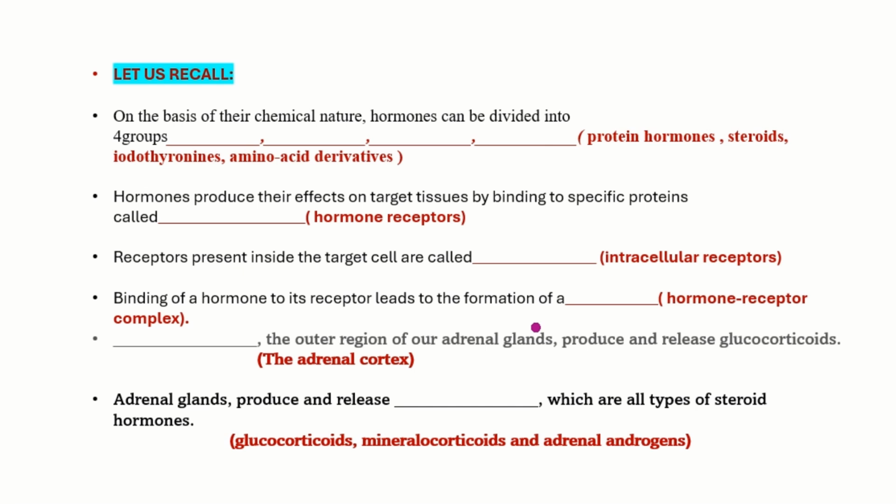Next one. Dash, the outer region of the adrenal glands, produces and releases glucocorticoids. Which part of the adrenal gland? It is the adrenal cortex. Almost everyone answered. Coming to the next question: adrenal glands produce and release dash, which are all types of steroid hormones. Glucocorticoids, mineralocorticoids, and adrenal androgens. Very good.